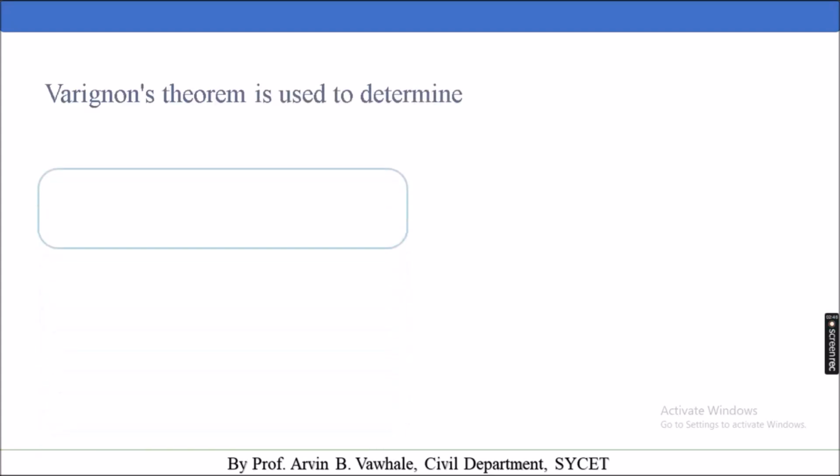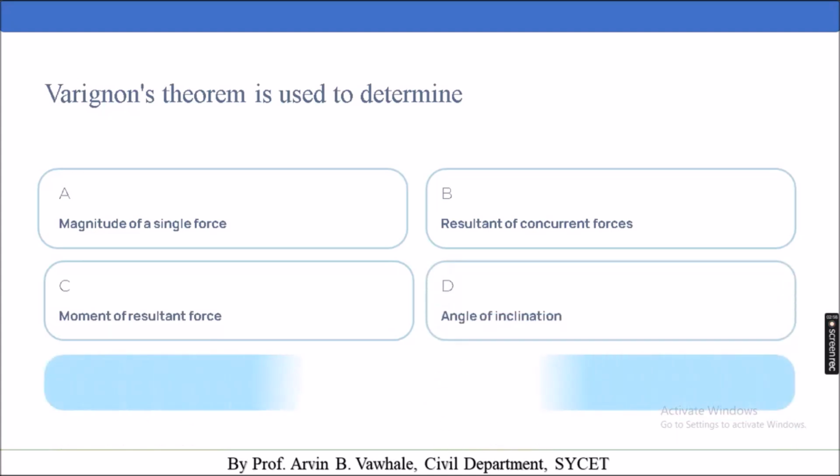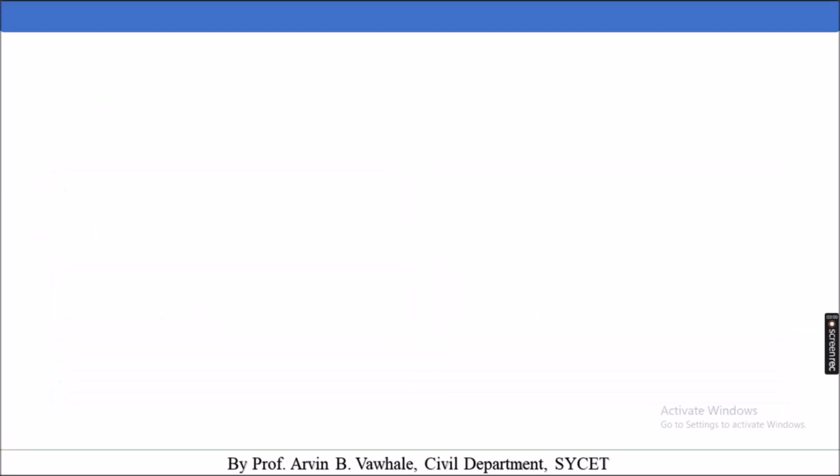Varignon's theorem is used to determine: option A, magnitude of a single force; option B, resultant of concurrent forces; option C, moment of resultant force; option D, angle of inclination. Answer: C, moment of resultant force.